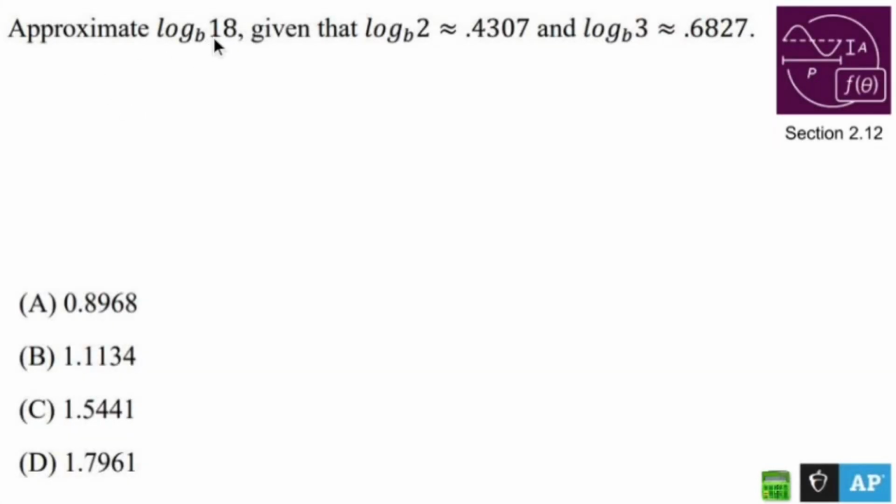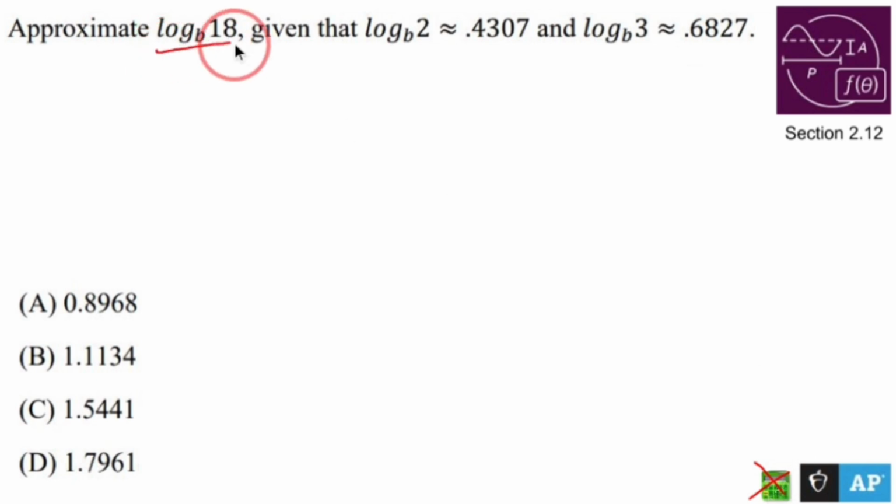Approximate log base b of 18, given that log base b of 2 is whatever, and log base b of 3 is whatever. It's a calculator problem. Okay, so let me think what I can do. I can try to think of maybe some kind of ln reg or logarithmic regression, but I have another idea. Let's pretend that I'm not allowed to use the calculator.